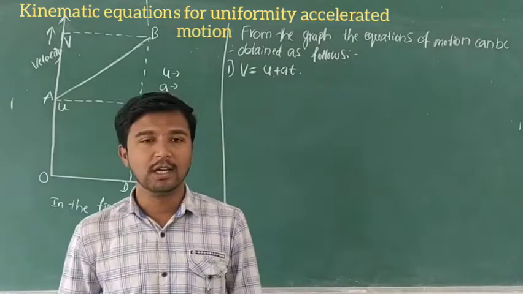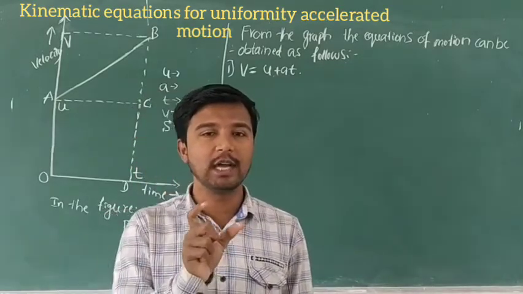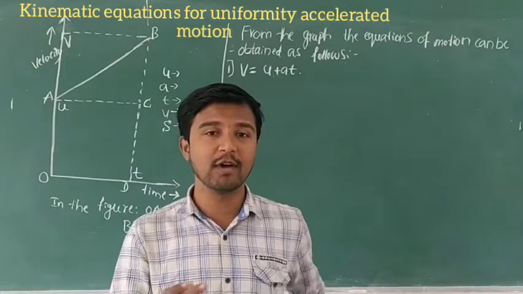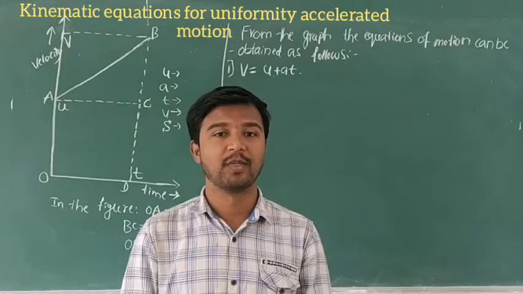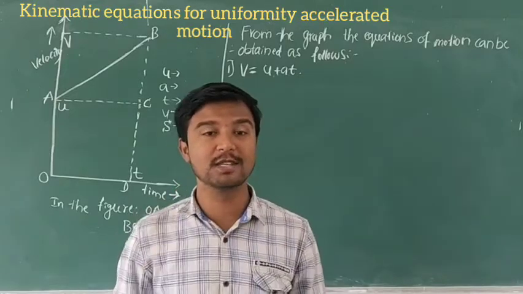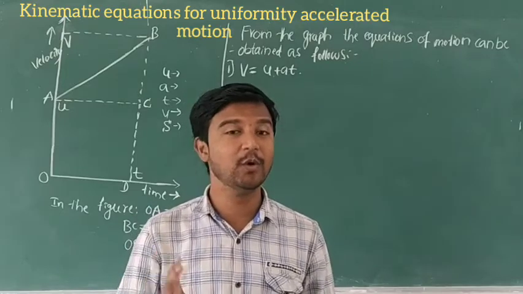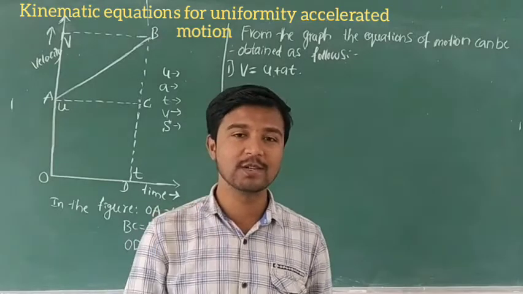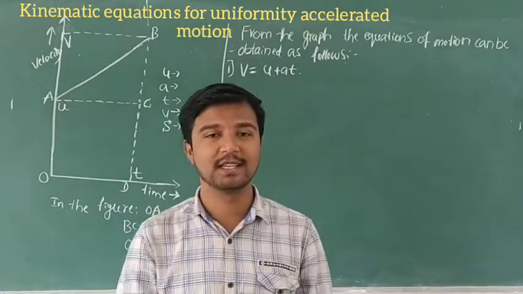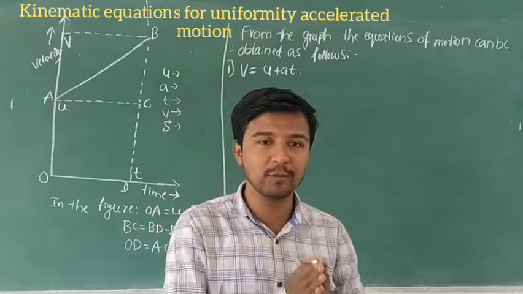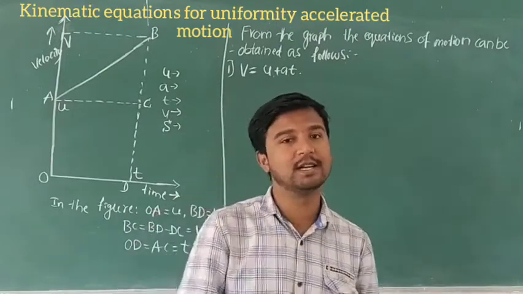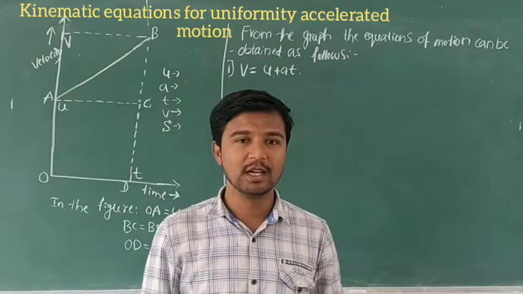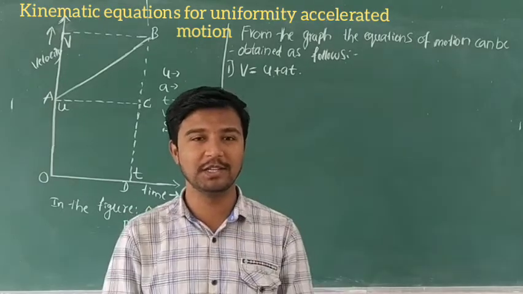Dear students, you already know about these types of equations of motion from the previous 8th and 9th standard. So some equations of motion are there. What are those? v equal to u plus at, s equal to ut plus half at square, and the last one is v square equal to u square plus 2as. These equations of motion you already studied in a previous standard.